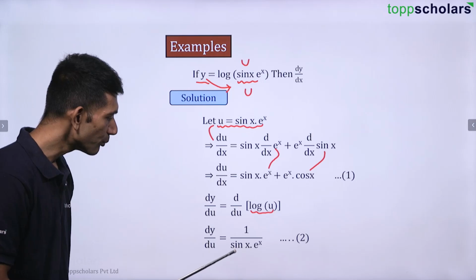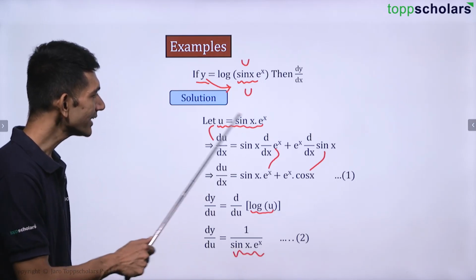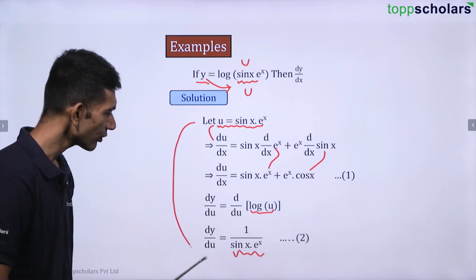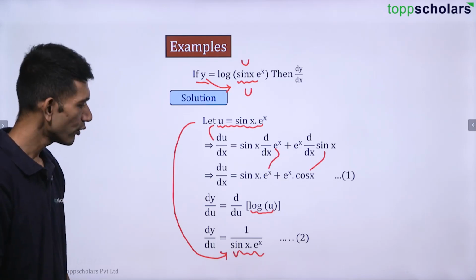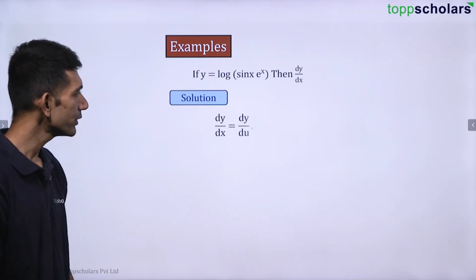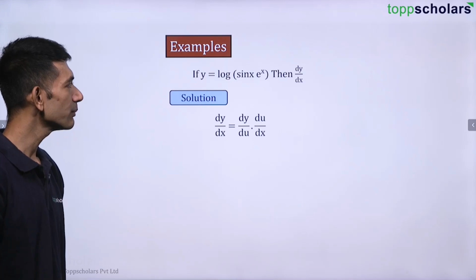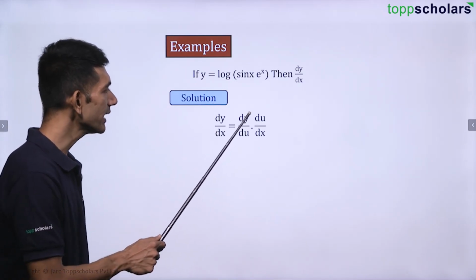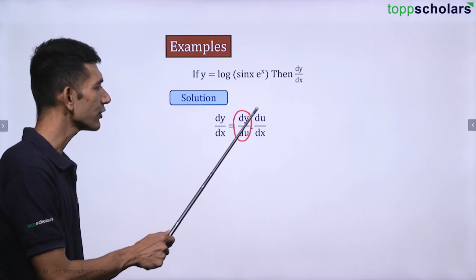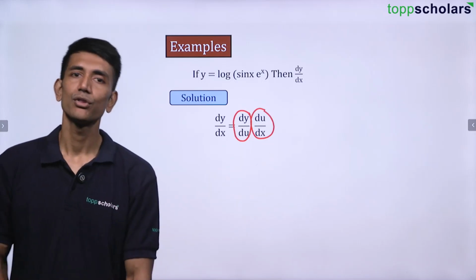That is 1 by u, but u we already know. See, everything is connected here. U is already here. I hope this part is clear. That is dy by du. And then dy by dx will be what? Dy by dx will be dy by du times du by dx. We have both the values.